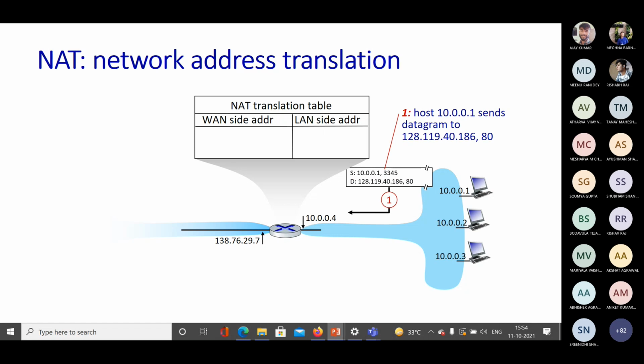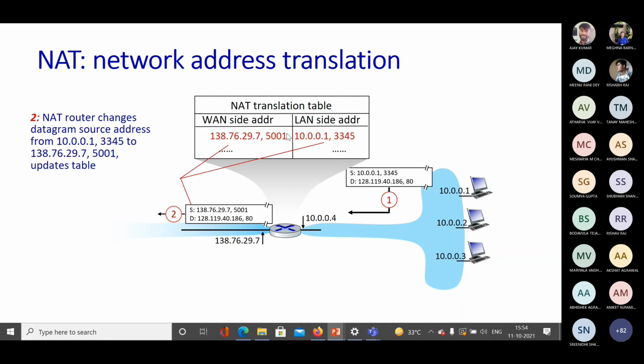So the host 10.0.0.1 sends a datagram to an outside destination, which is 128.119.40.186 at port 80. So this is the source and destination field here, for the local network. Within the local network, of course, you know which is the source and what is the destination address. Now this goes here in the network address translation table, where you put the information that 10.0.0.1 wanted to send the information to this particular destination address.